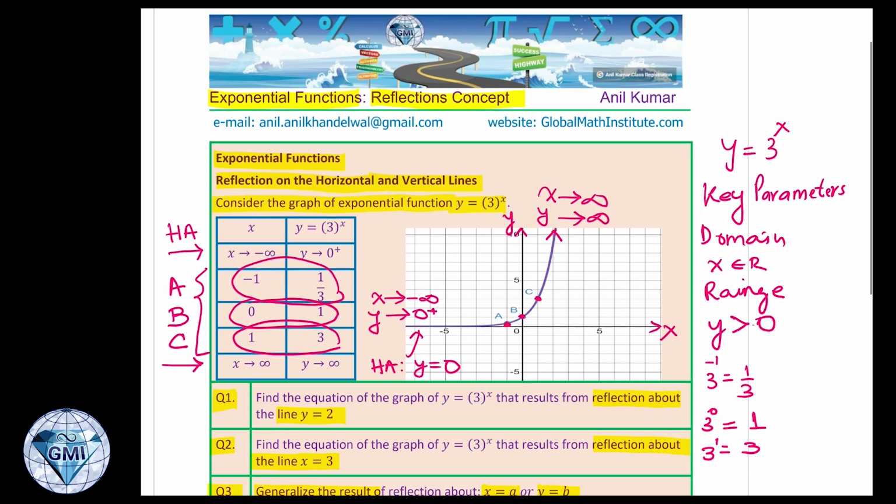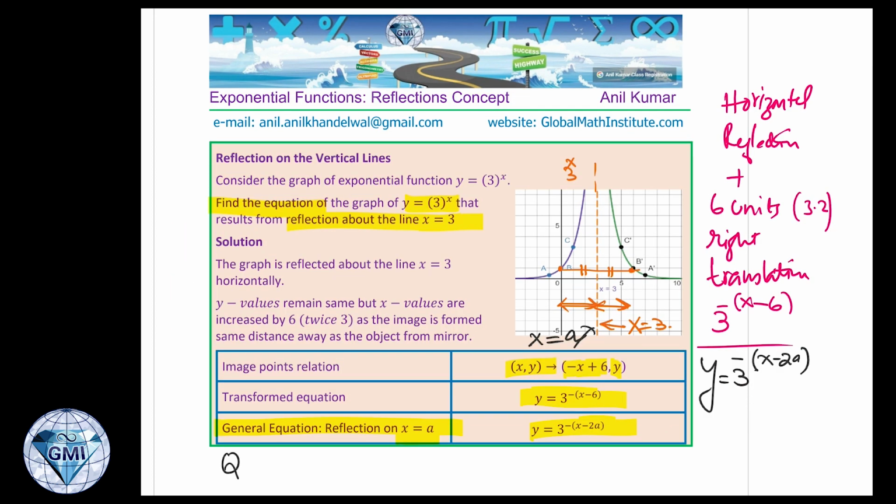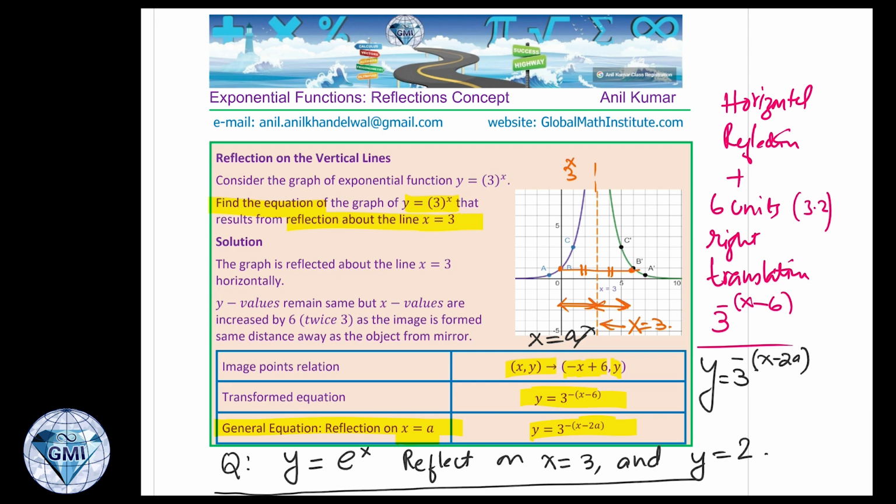So now, here is an additional question for you. You can take the function y equals e to the power of x and then reflect it on x equals, let us say, 3, and I want you to do both the operations, x equals 3 and y equals 2. When you do that, what is the equation of the resulting graph, right? So find the equation. Is that clear to you? Let this be your practice test question.